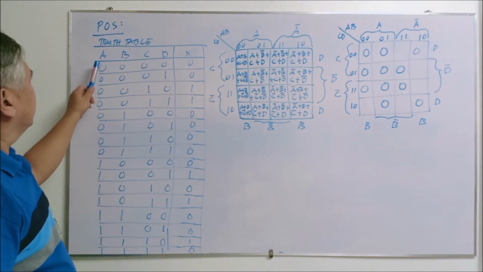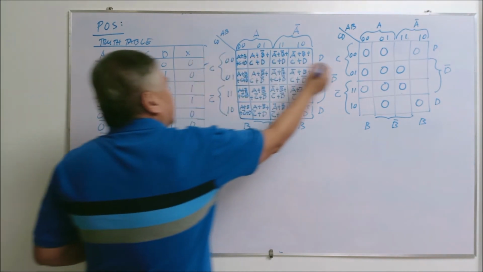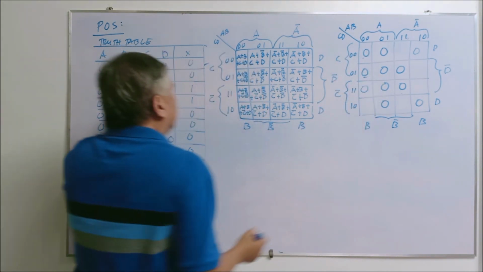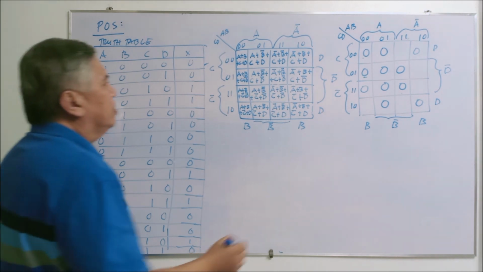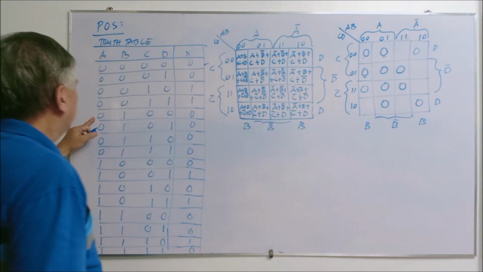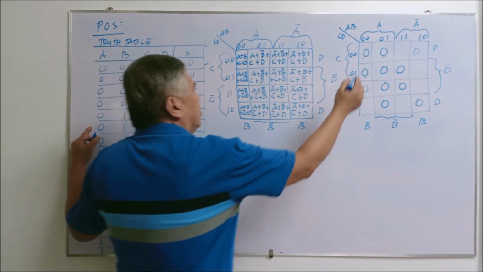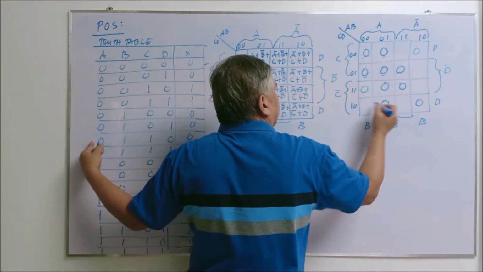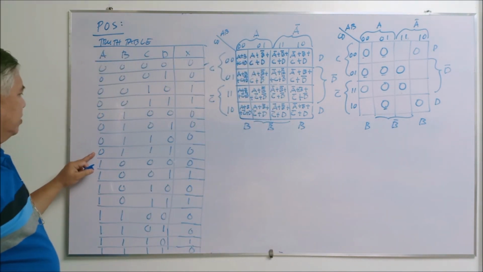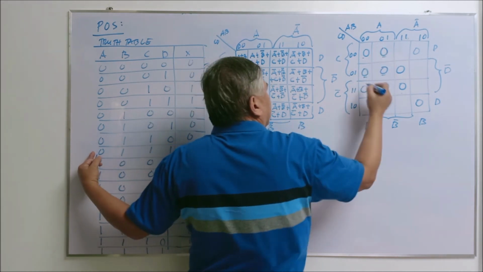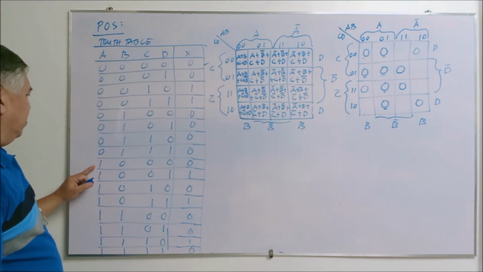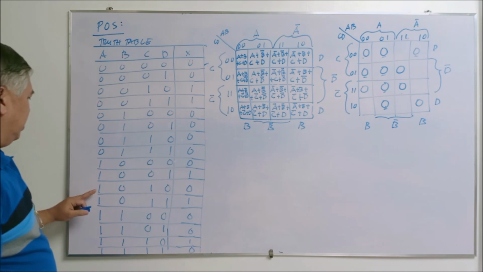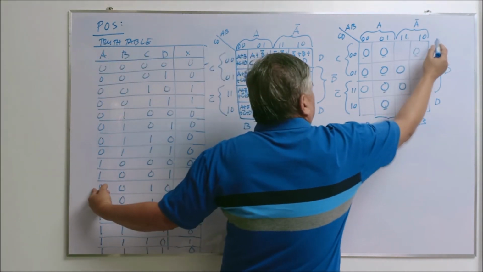So to review, we have 0 0 0 0, then 0 0 0 1, then you have 0 1 0 0, then you have 0 1 0 1, then 0 1 1 0, and then 0 1 1 1, and then 1 0 0 0, and then 1 0 1 0.